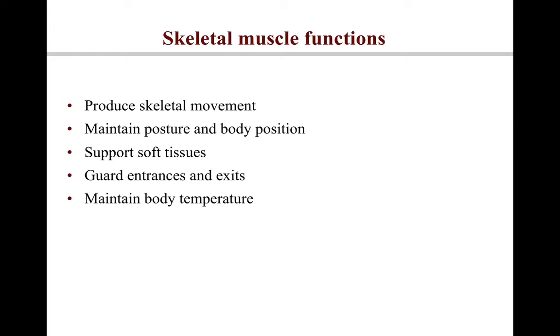Maintain body temperature. Muscle contraction and relaxation produces movement. That is the basis of movement. In the process of contraction and relaxation, it requires energy. It utilizes energy and definitely releases heat. The body temperature is maintained by the muscle because it uses so much energy for all its activities. So these are the major functions of the skeletal muscle.